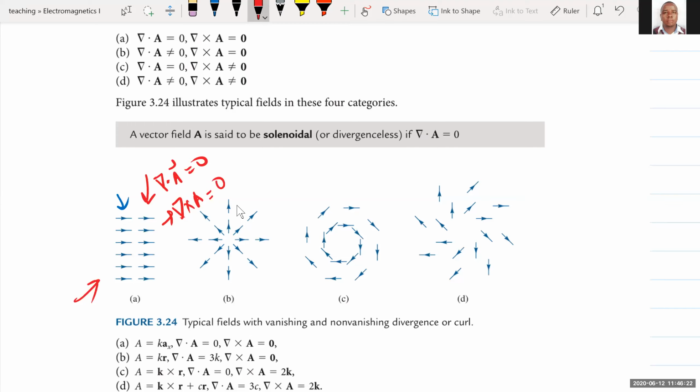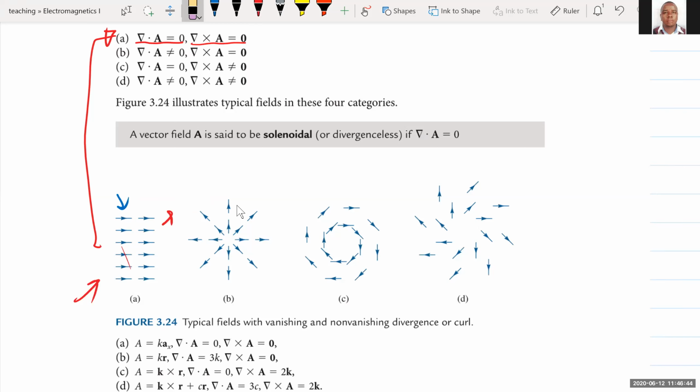So from our analysis of A, we can see that it is following this definition, that the divergence of that vector is zero and the curl of that vector is zero. Now let's look at example B.